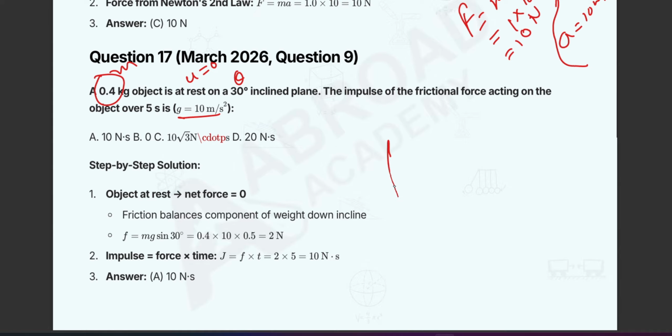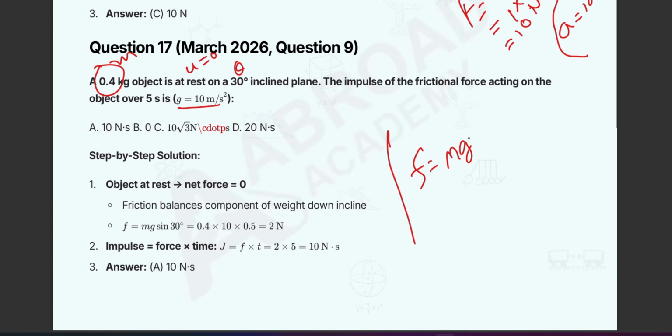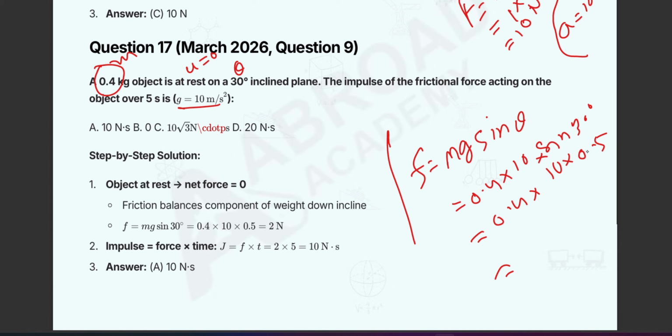Okay, so we know the formula: F equals mg sin theta. Here m is 0.4 kg, g is 10, and theta is 30 degrees. So we can solve this: 0.4 into 10, and sin 30 degrees means 0.5, or half, right? So 0.5, it will be 2 Newton.